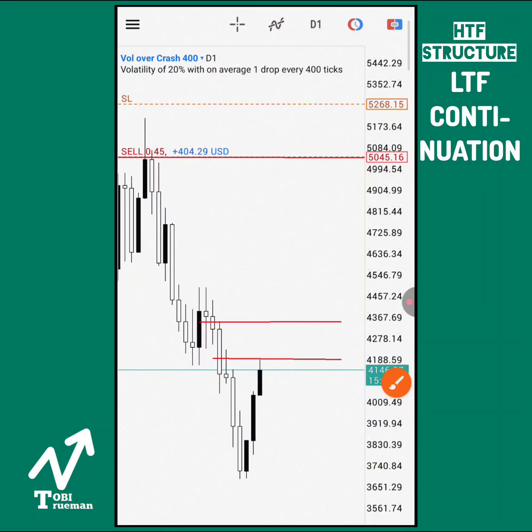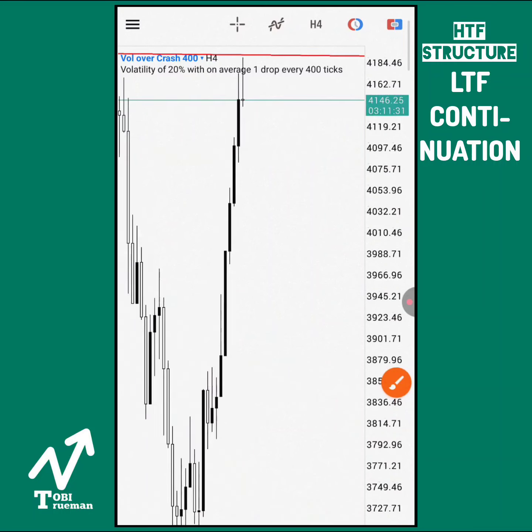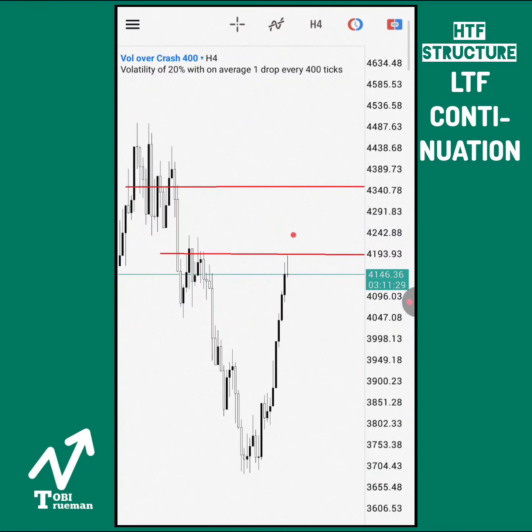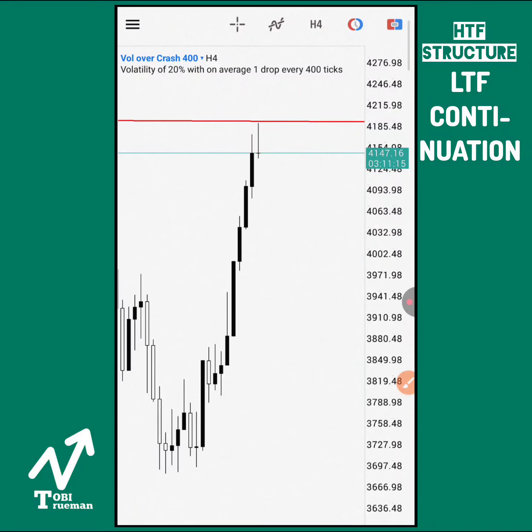Then if we can see another entry on the daily, a structure on the daily now, and price gets to our Fibonacci levels on the daily, then we can look for our entry also on the 4-hour. And if price gives us our entry, we take it. That is all about this class concerning the major higher time frame structure and the lower time frame continuation. All you have to do is spend more time on the chart, and all this will be very easy and clear to you.